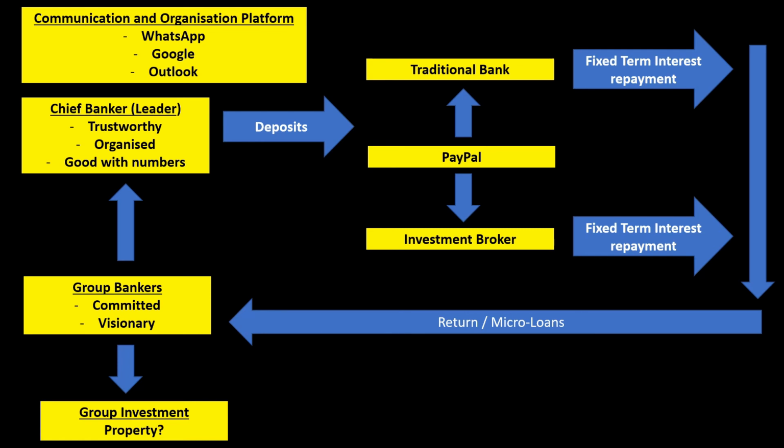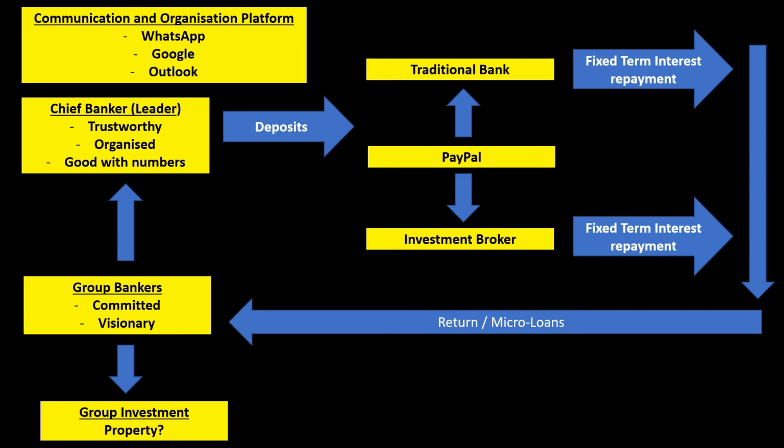You would have somebody who we're going to call the chief banker, and they're the leader. So what attributes? They need to be very trustworthy. You need to know that they're not going to do anything silly with the money. They need to be very organized, good communicators, and very good with numbers. They don't need to be accountants, but they need to be able to do some basic account keeping, budgeting, stuff like that, so they can communicate to the others in the group what the deposits have totaled to, and so on and so on.